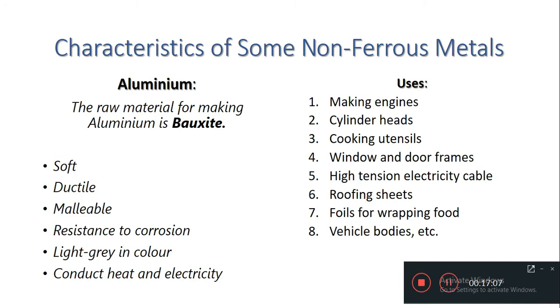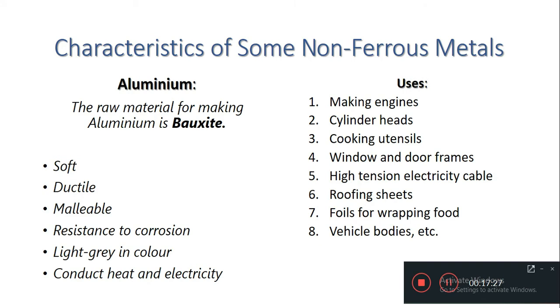Aluminium has high resistance to corrosion, and that is why it's mostly used on our roofs, so that when it comes into contact with oxygen and water, it does not rust easily.